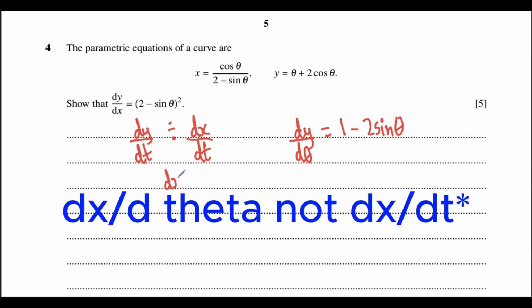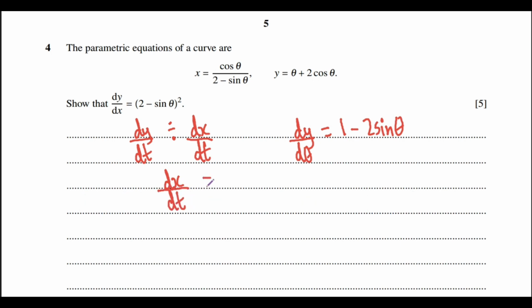That's a bit more complicated. And here we'll have to use the quotient rule, if you remember from last time. So we take the derivative of this, which is negative sine theta, multiply it by 2 minus sine theta. And then from there we subtract the numerator, which is cosine theta, multiplied by the derivative of the denominator, which is negative cosine theta.